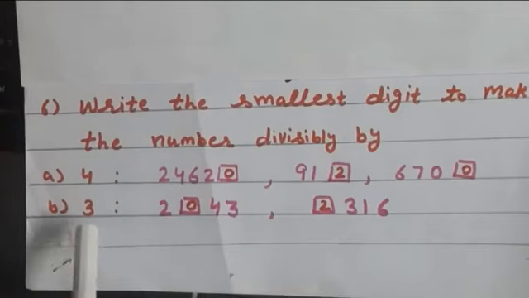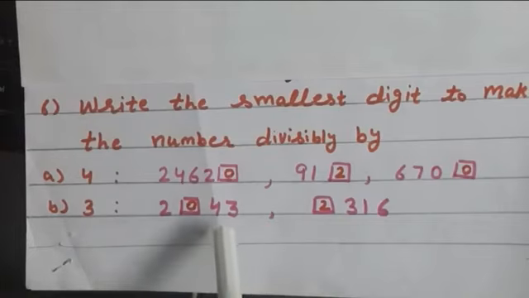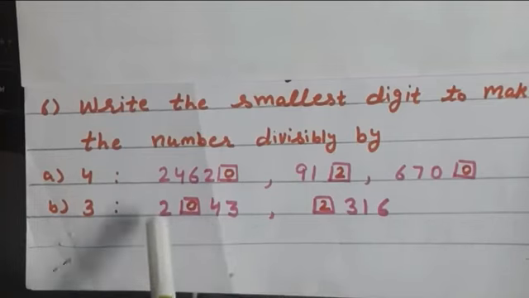Now for checking of 3. 2 dash 4 3. For checking of 3, we will do addition of the digits. 4 plus 3, 7. 7 plus 2, 9. 9 is divisible by 3. So we will write down here 0 only, because 9 plus 0, 9.